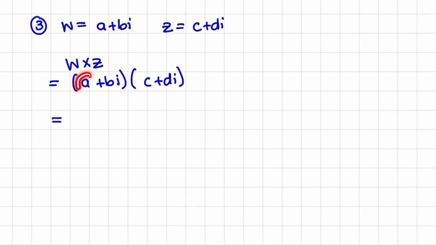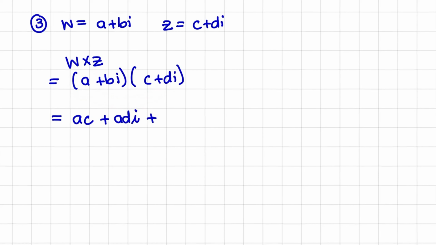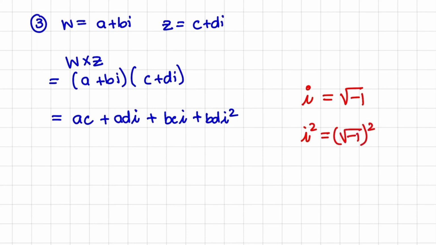So it will be a times c, which is ac, plus a times di, which is adi, plus bi times c, which is bci, plus bi times di, which is bdi squared. Now remember that i represents the square root of -1. So i squared is equal to the square root of -1 squared, which is equal to -1.